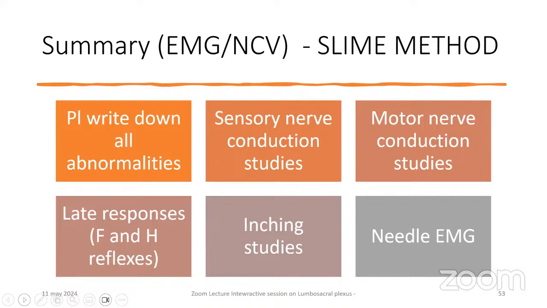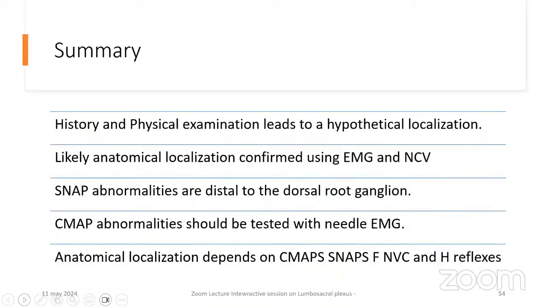And in cases when you have suspicion of an entrapment, then you have to do inching studies, then the needle EMG. So history and physical examination leads to hypothetical localization initially. The likely anatomical localization is confirmed by EMG and NCV. We'll see briefly about these aspects.